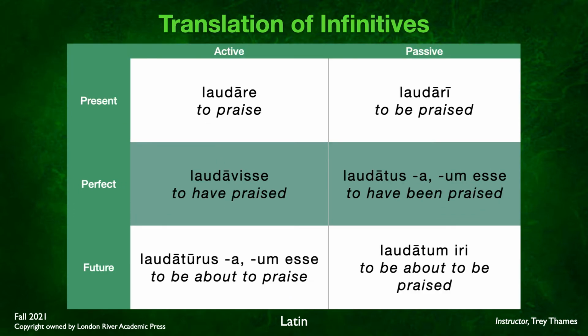Well, as you know, the present active is simply just to, whatever the verb is. Here, laudare, to praise. Laudari, to be praised. The perfect active, laudavisse, is to have praised. Perfect passive, laudatus esse, is to have been praised. And the future active, laudaturus esse, is to be about to praise. And then finally, the future passive, laudatum iri, is to be about to be praised.